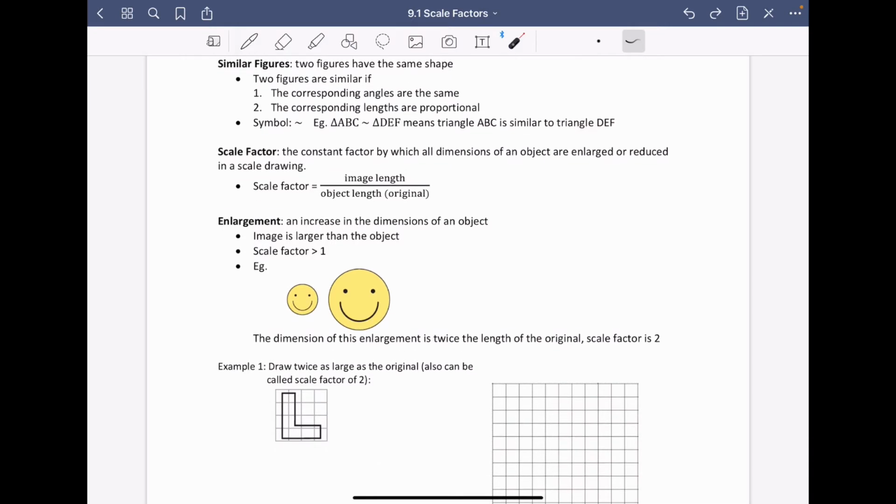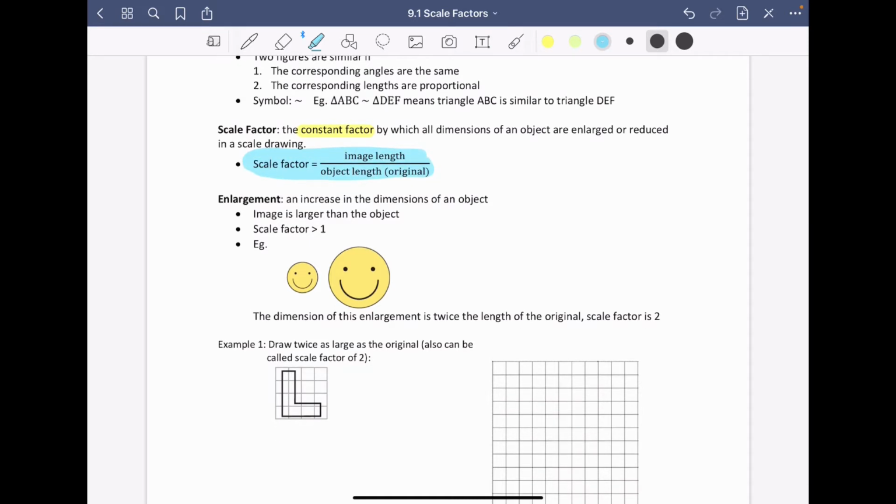Next, we have scale factor. A scale factor is a constant factor by which all dimensions of an object are enlarged or reduced. The formula for our scale factor is right here. Scale factor is image length over object length, or you can say it's the image length over the original length if you have two images.